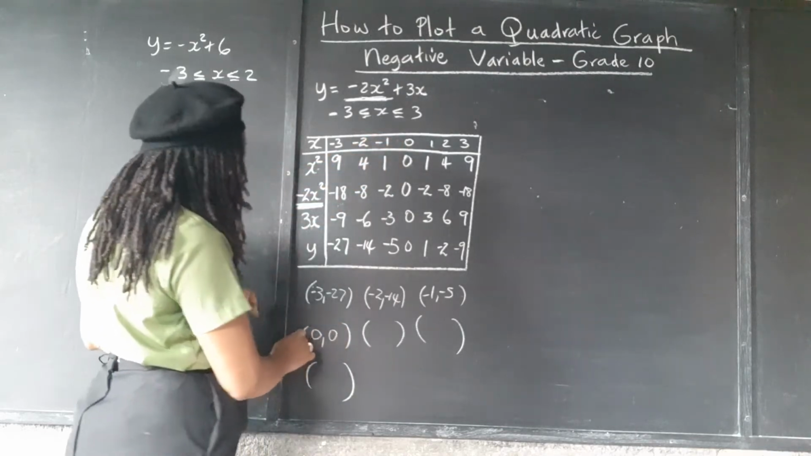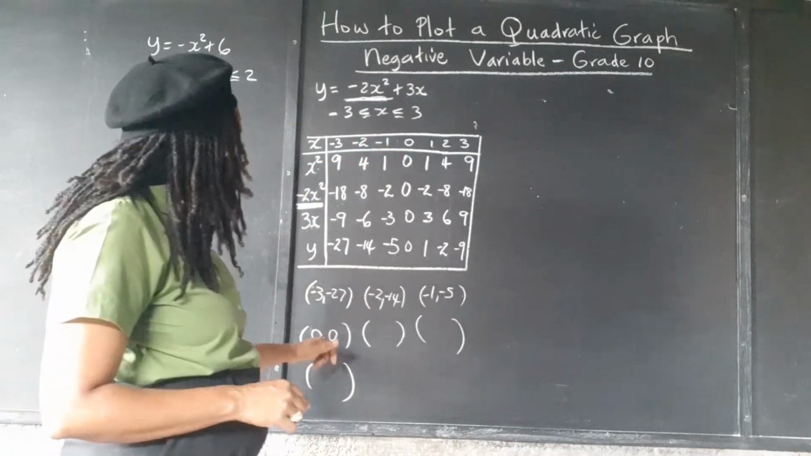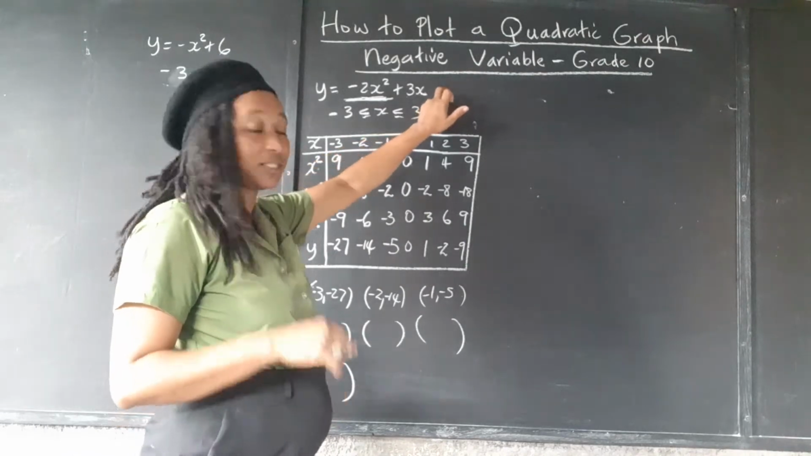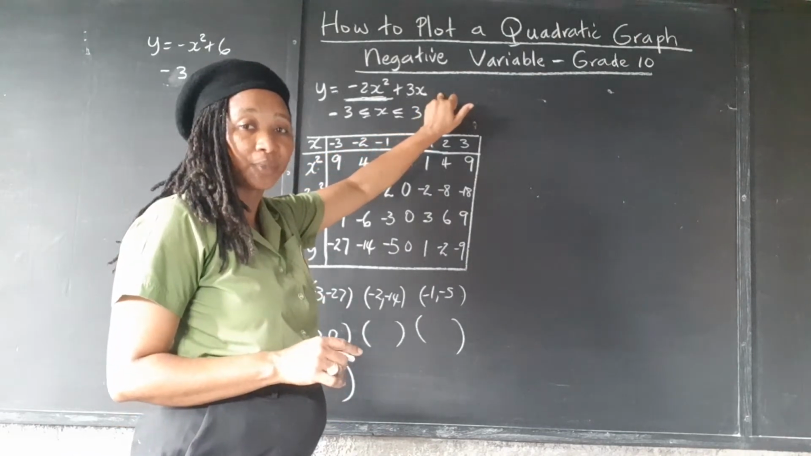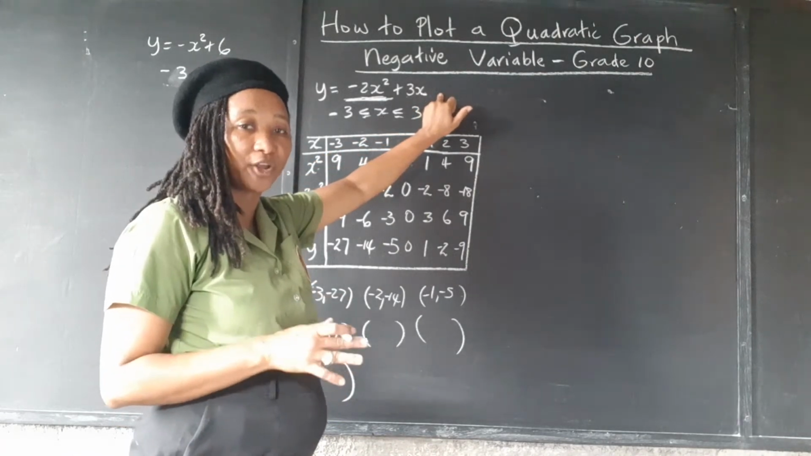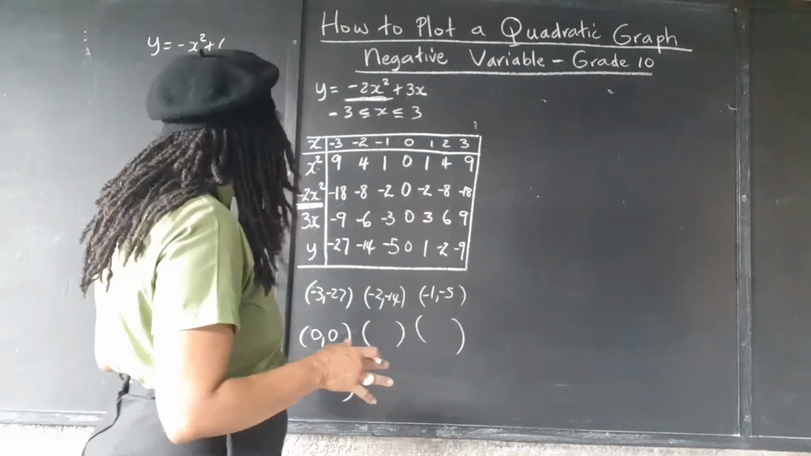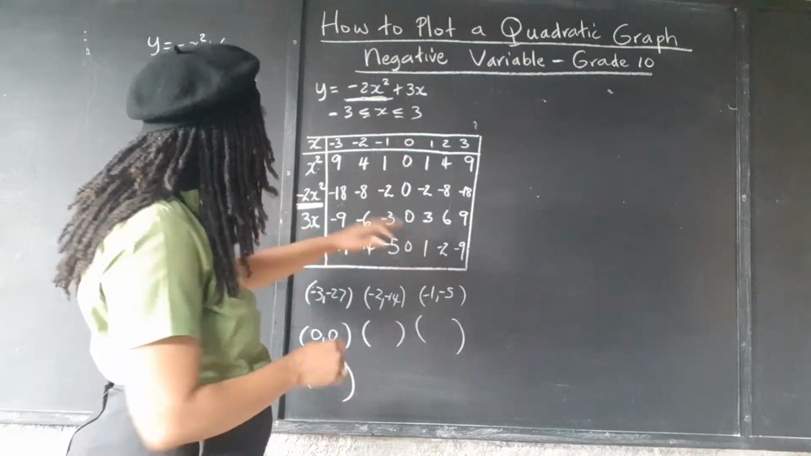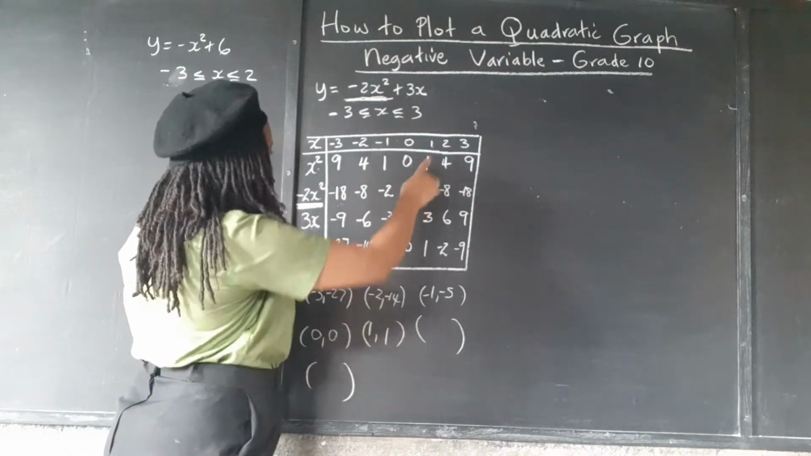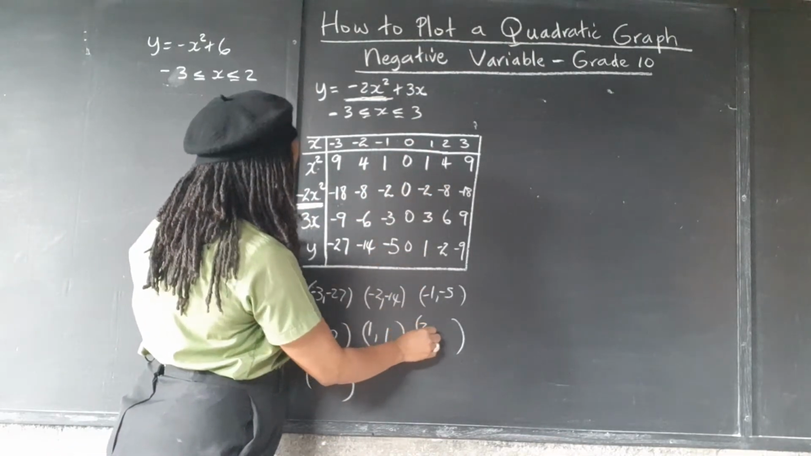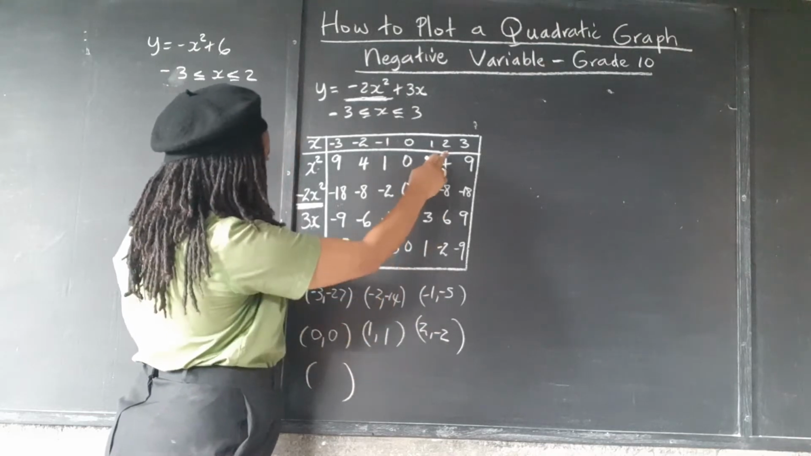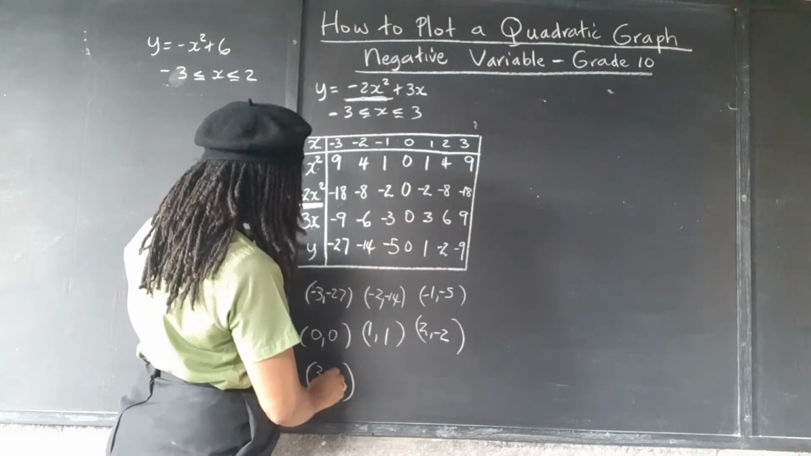Remember we said this curve is going to cross at 0. We knew that because the constant term was 0. And the constant term tells you where your curve will cut the y-axis. Okay? So 1 to 1. 2 to negative 2. And 3 to negative 9.